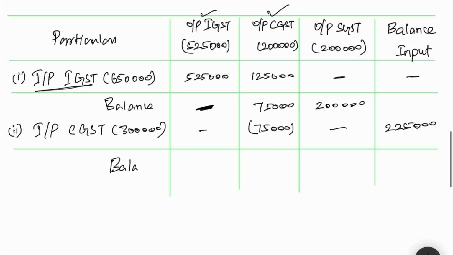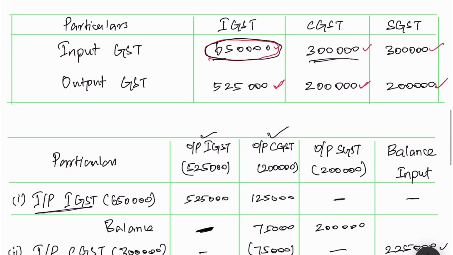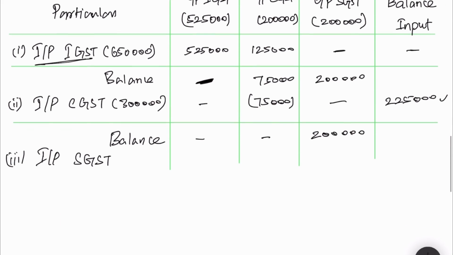Now find out the balance. In output IGST nothing is there. In output CGST also it has been utilized. We were not able to completely set off the CGST input, so there is a balance in the CGST input. Okay, then we have output SGST 2 lakh balance. Now at last let's set off this input SGST. How much input SGST we have? We have 3 lakh.